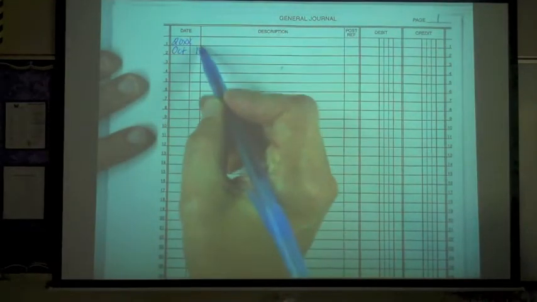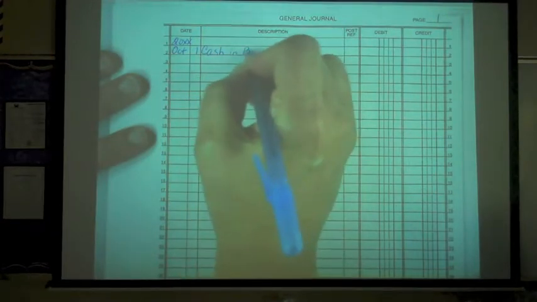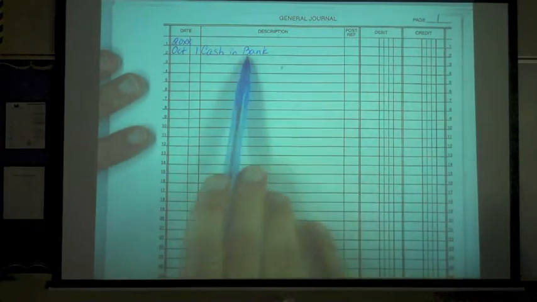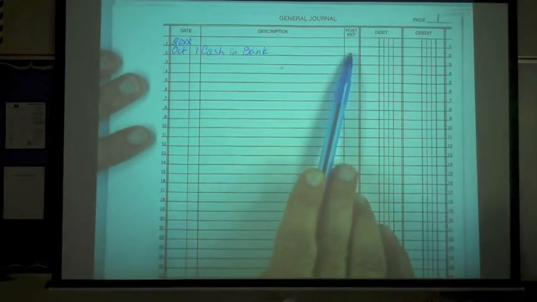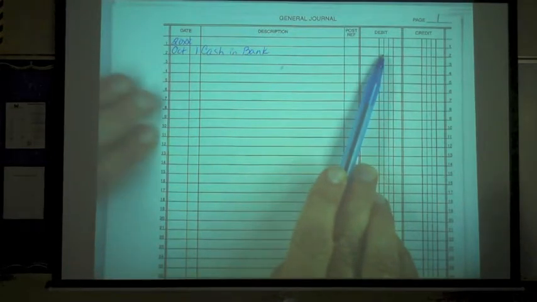So right next to this line over here, you're going to write cash in bank. If you want to just write cash, I'm okay with that one. You're going to follow directly across, skip over post-reference. We'll use that in Chapter 7. And we're going to write $25,000 on the debit side.